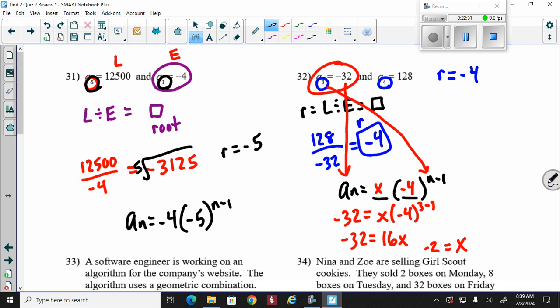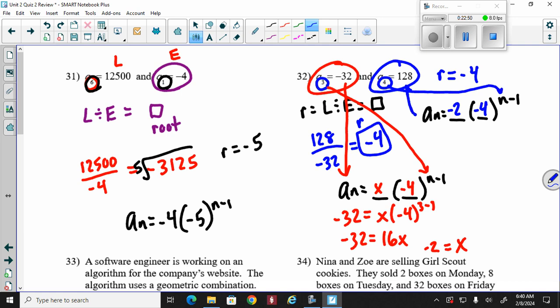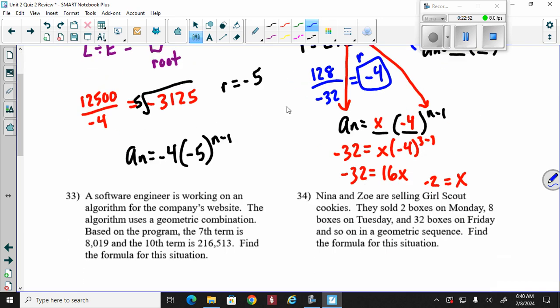So my final answer is going to be A of n is equal to something, parentheses something, n minus 1. My first term is -2. My R is -4. I'm done. Now, again, if you ever want to check your work, I'm just going to check right here. Plug 4 into n. Does it give you 128? And if the answer is yes, then you're good.